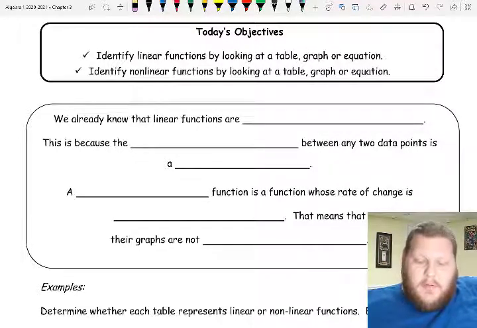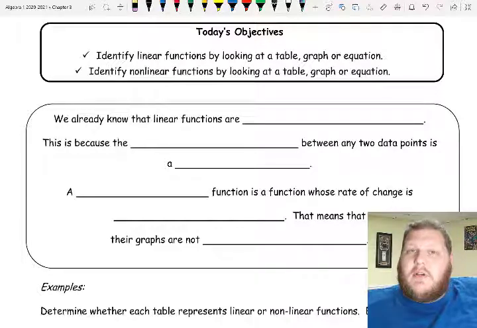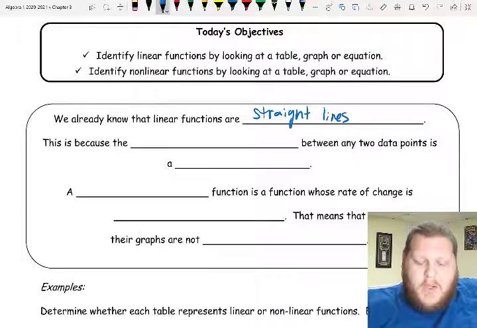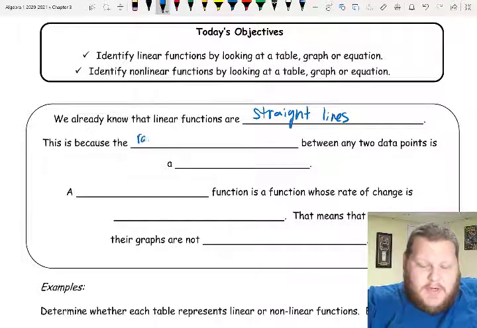So starting off with what we know about linear functions, when you look at the word linear, the word line probably sticks out to you, and that's because all linear functions are straight lines. That's why they're called linear. And we know that they're straight lines because they have a rate of change.